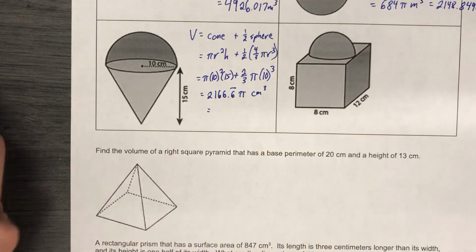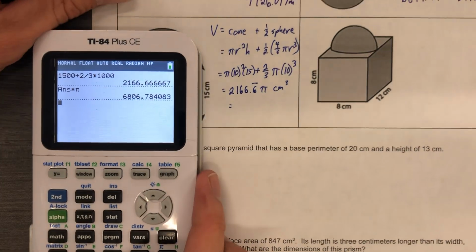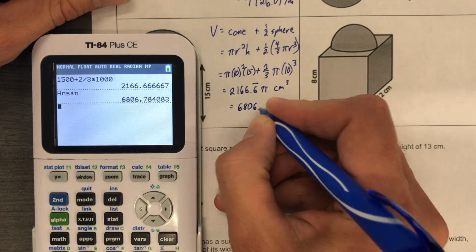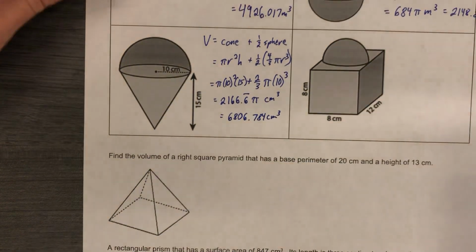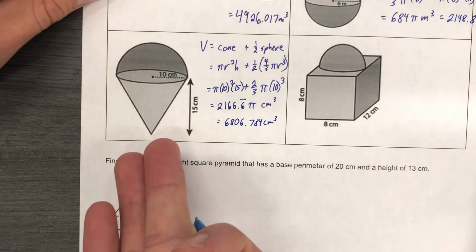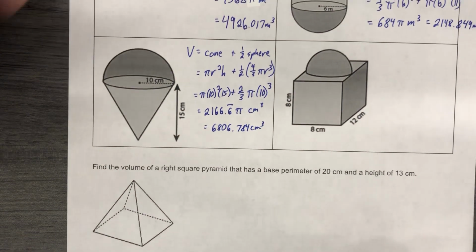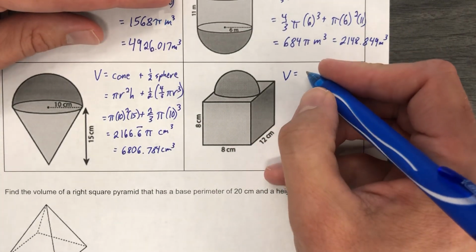Now, that is also equivalent to 6,806.784 cubic centimeters of ice cream. That's a lot of ice cream. If you really realize the magnitude of this, that is a huge ice cream cone. Don't eat that.